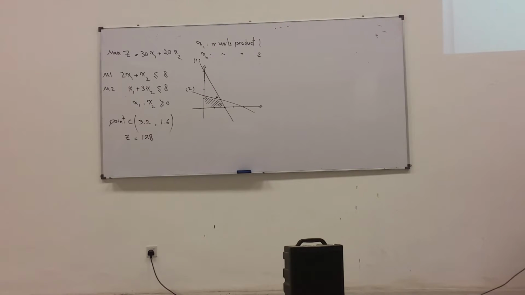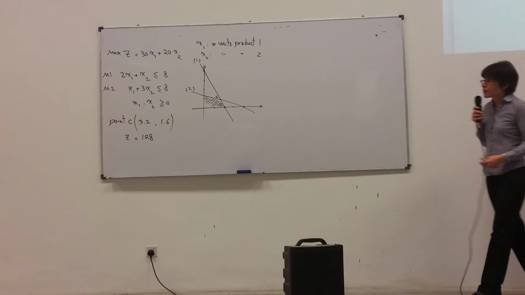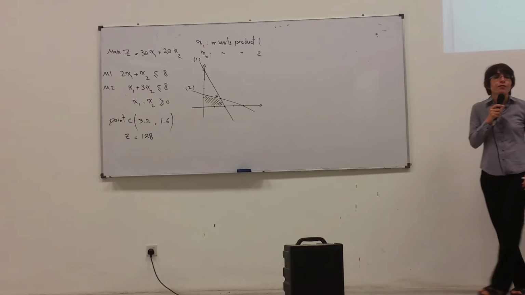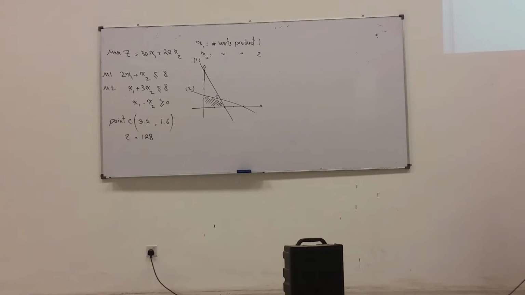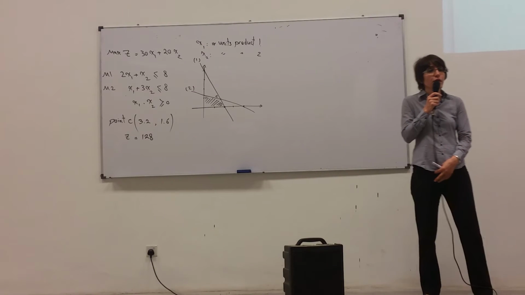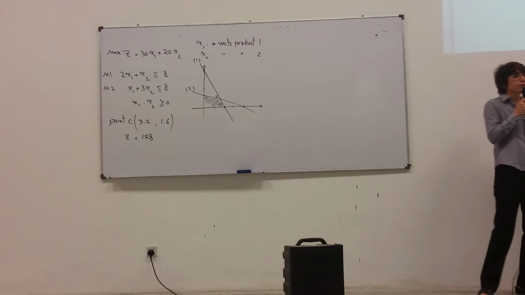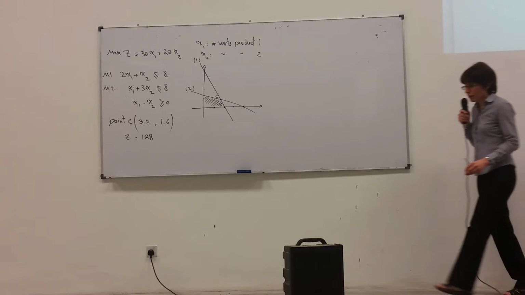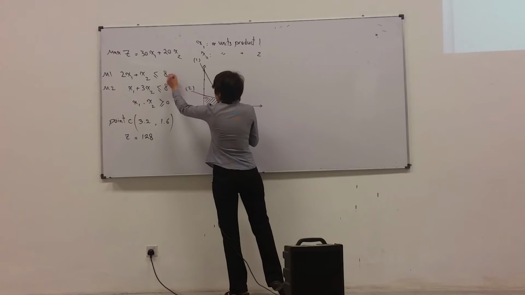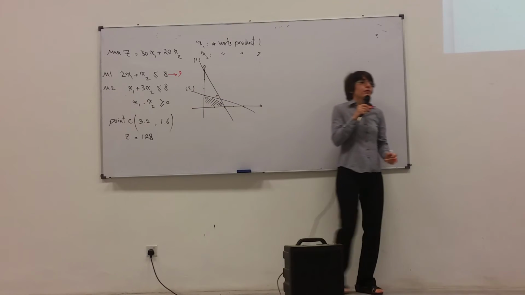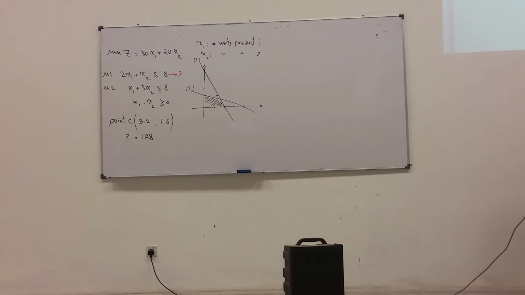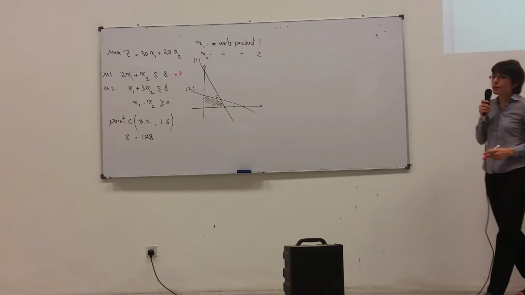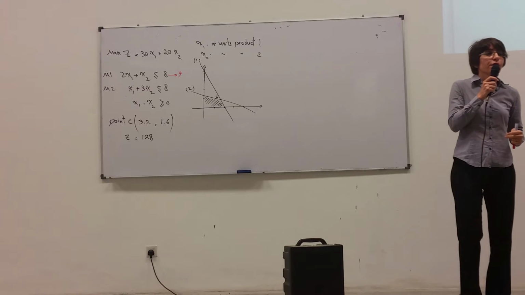So, what happens if I change the right hand side for machine 1 to 9 hours? If machine 1 can work for 9 hours per day, what happens to the optimum solution? Does it change or not? So, we change 8 to 9 for machine 1.